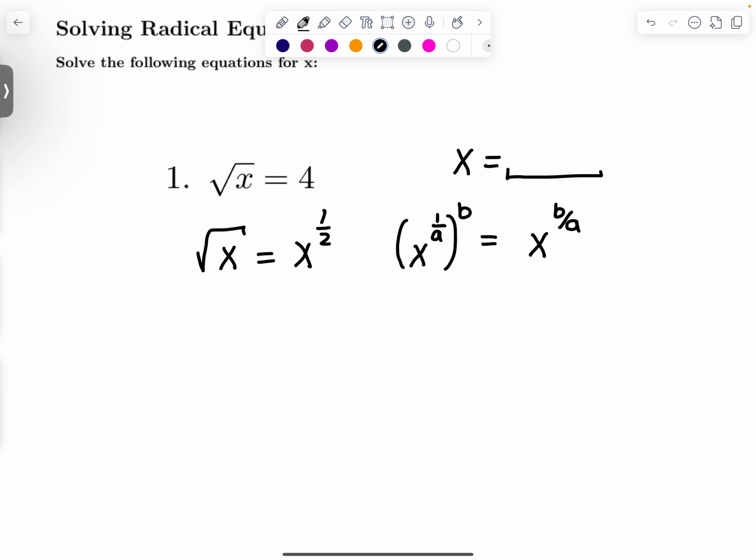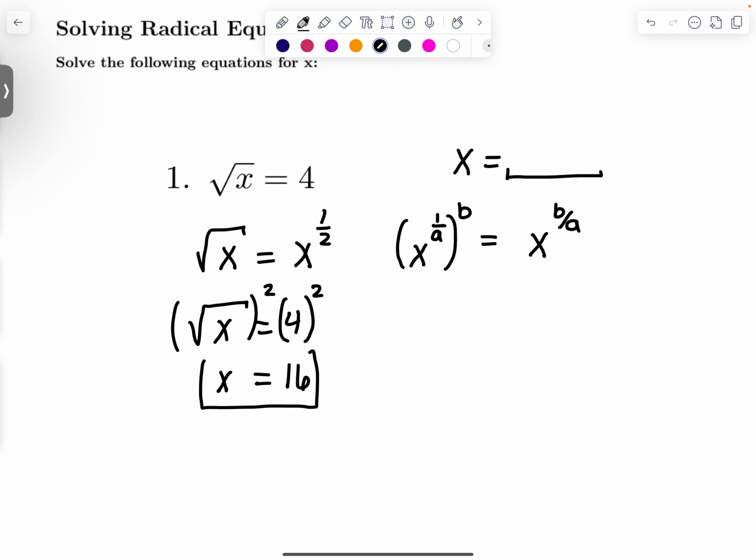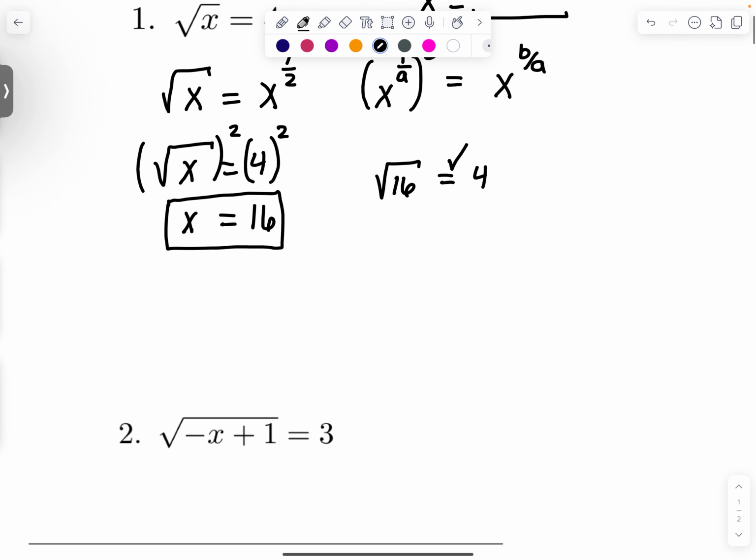So if I take my original equation, square root of x equals 4, and I raise both sides to the second power, that's going to give me x equals 16. And that is going to be my answer. Now, usually with radical equations, we want to test our solutions to make sure that they work. So if I plug this 16 back in, I get the square root of 16 equals 4. Perfect. So this is indeed the solution.